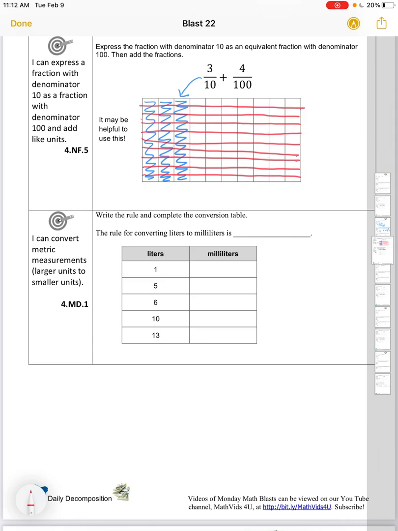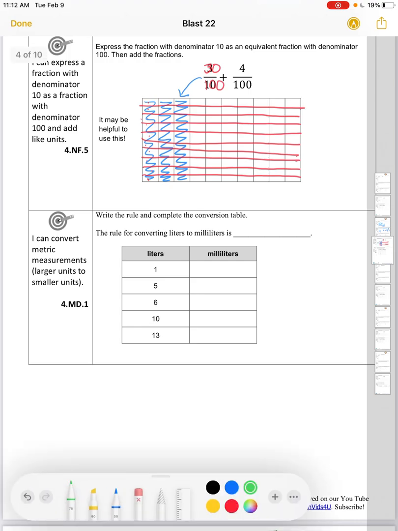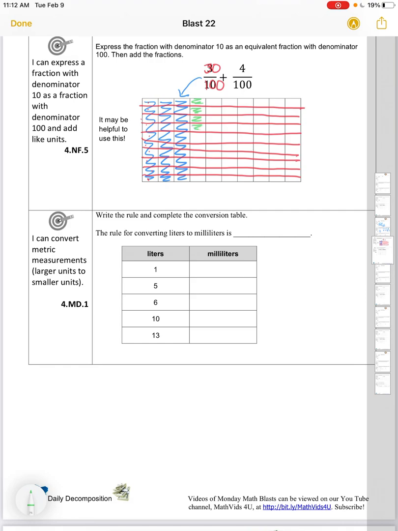Okay, now if I were to count all the boxes, I have 100 in my whole. So we can look at that by this first column was 1/10, and now I have 1, 2, 3, 4, 5, 6, 7, 8, 9, 10 parts that I decomposed that tenth into. So now my 3/10 is the same thing as 30 hundredths. And I'm going to add in 4 hundredths. 1, 2, 3, 4 hundredths. And so we end up with a sum of 34 hundredths.